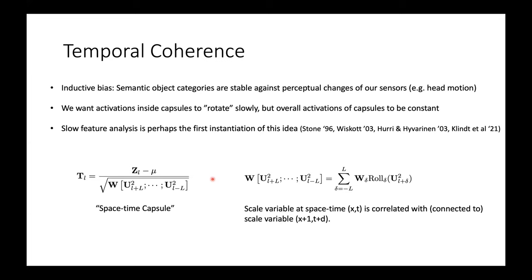So for that, we do a space-time capsule. We again have a Z and a U variable, but now we create this sum over activations, backward and forward in time. So we basically create an average energy that is averaged over time using weights W.